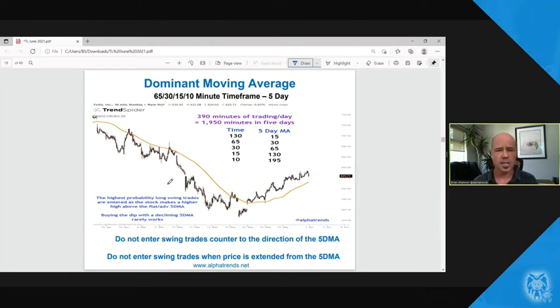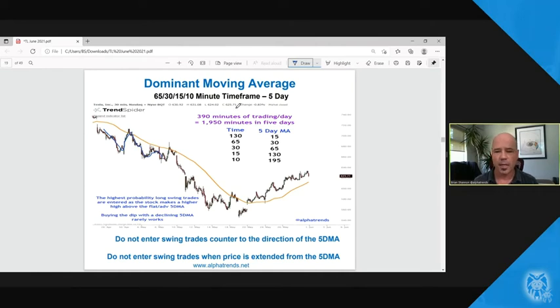So this was Tesla, I guess about a week ago. And I put this on Twitter just kind of as an educational thing, because again, people ask me all the time, Brian, I put a 5 on my chart and it looks like this. Well, that's because you're using the average of the last 5 periods, not 5 days.